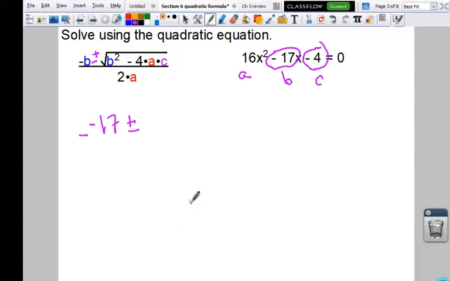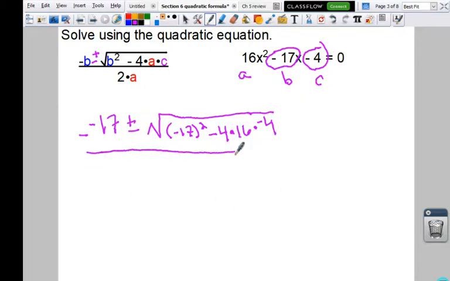Fine, just put it. Plus or minus square root of, and then I'm going to go negative 17 squared minus 4 times a, which is 16, times c, which is negative 4. Minus 4 times a times c, so minus 4 times 16 times negative 4. And absolutely everything is divided by 2 times 16, right? This is the hardest part, just filling it out the first time. And then after this, we use Desmos to go through it.